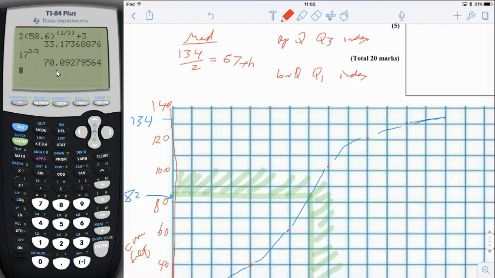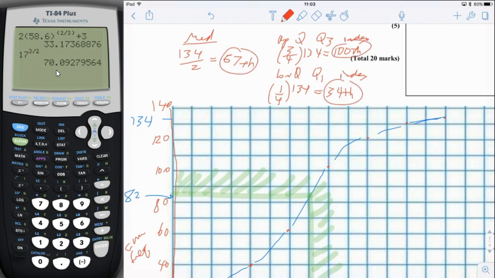So it would be 134 times 1/4. So 33 and a half. So it would be about the 34th person. And then for the upper quartile, it would be 3/4 times 134. It would be about the 100th person. Okay, so we were looking for the 67th person, the 100th person, and the 34th person.